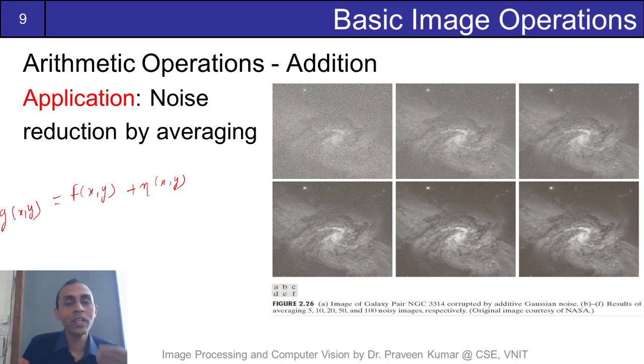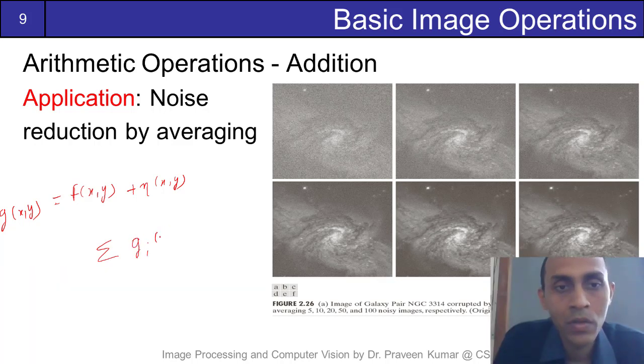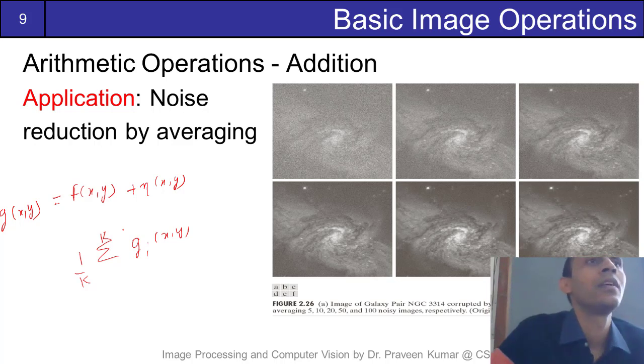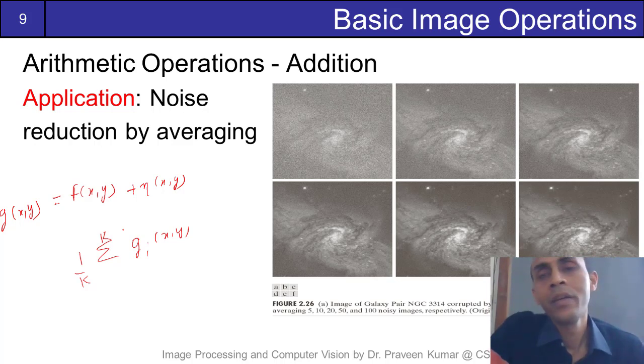So if you take several of these corrupted images for the same view at different time instants, and then do a simple averaging, just basically sum up the different images. Let us take k such images, add them, and then divide by k. So simple averaging. This is what is being shown here.